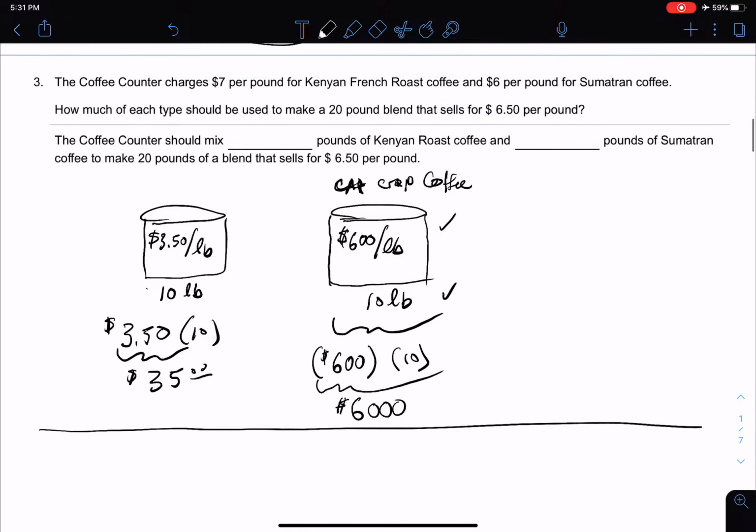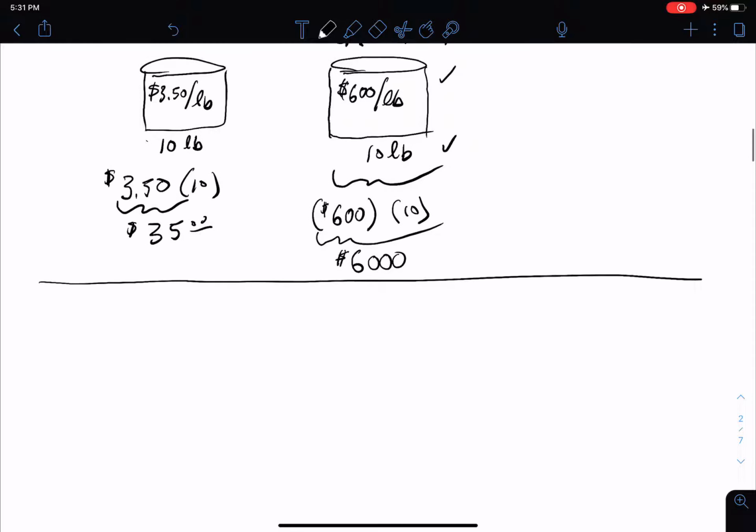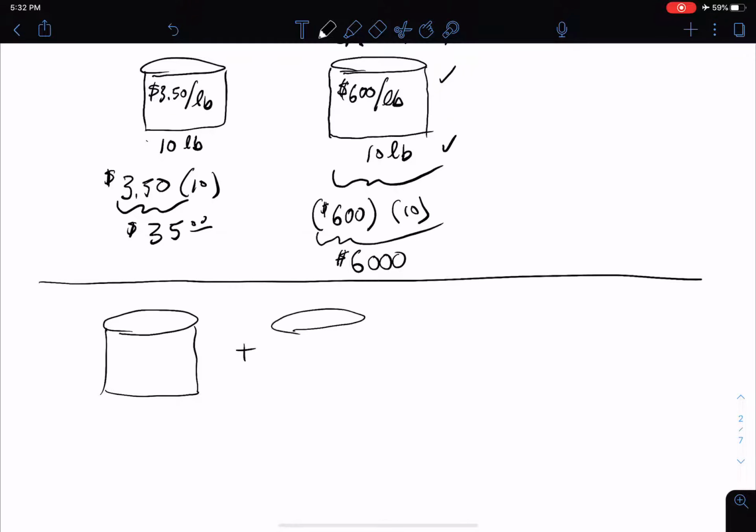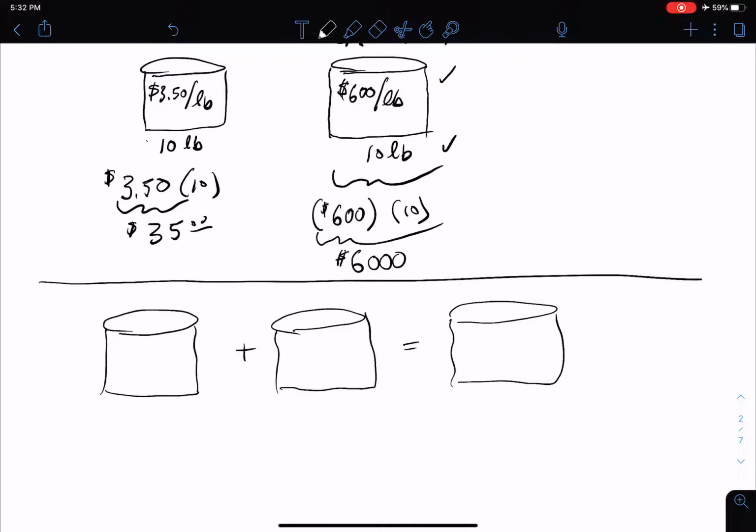It says the coffee counter charges $7 per pound for the Kenya French roast. So I like to make these silly little canisters for some reason. I just always do it, and I've been doing it for probably 25 years or more. But anyhow, that's pretty sad, isn't it? So you've got these different canisters, and I always write it in this way because it helps us to see.